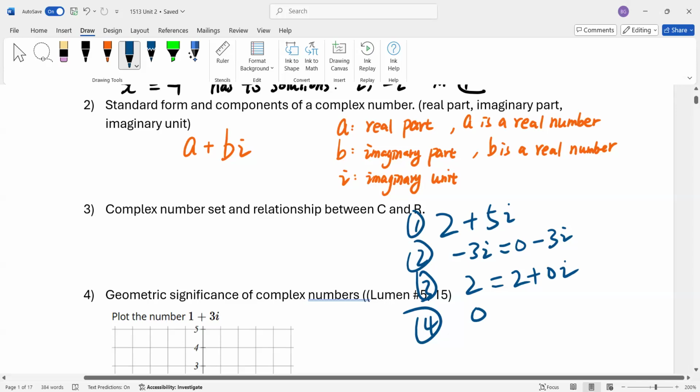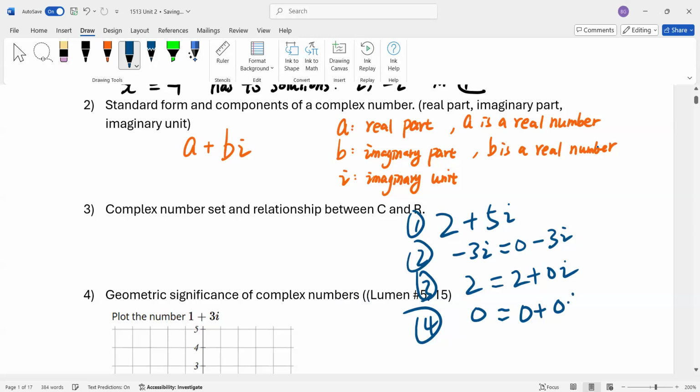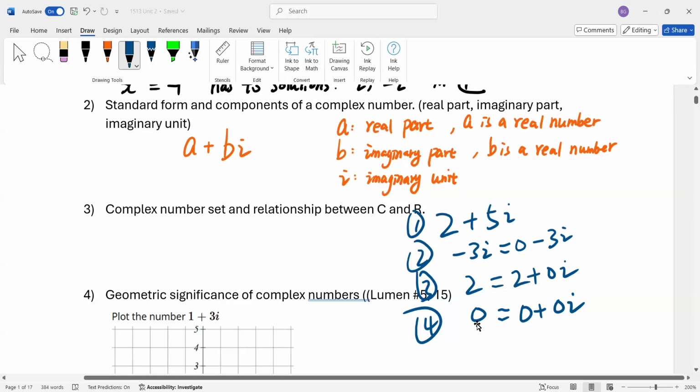And number 4, 0. I'm going to tell you any number is going to be a complex number, because they all can be written in that form. Even zero. Zero can be written as 0 plus 0i, with both the real part and the imaginary part as zeros. And i here is the imaginary unit.